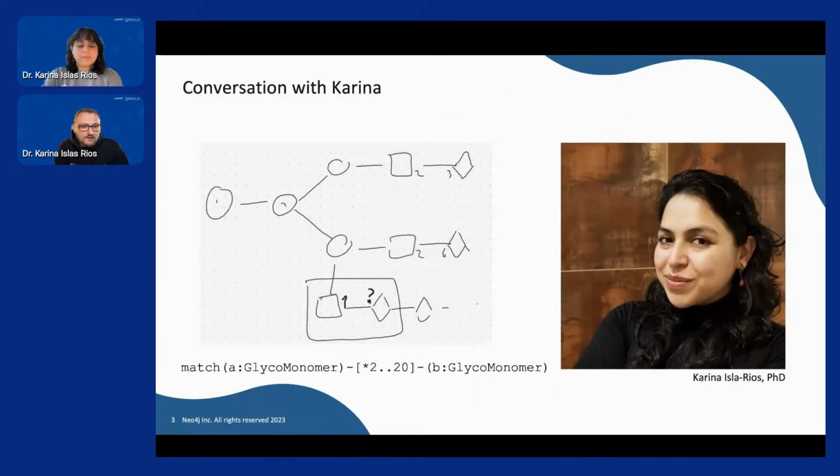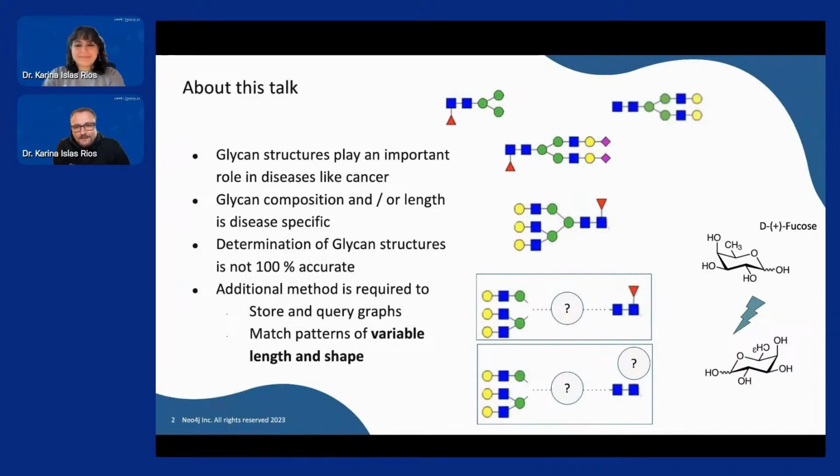And Karina, if you go one slide back, we got the problem that the methodology of measuring that in the lab is not really 100% accurate, and that needs some more technical, let's say, supporting material. Because we have kind of a pattern matching problem, and in a graph, it makes for a very, very cool use case for graph technology.